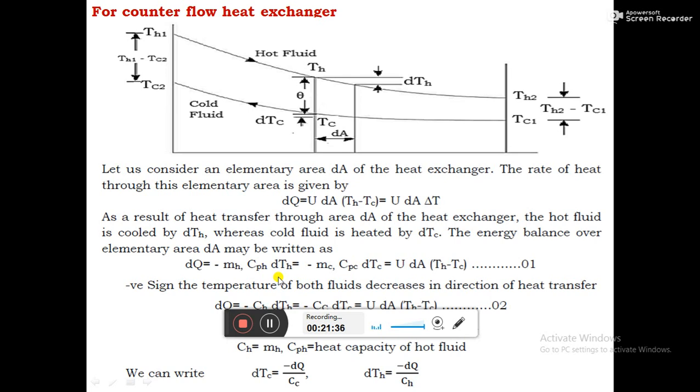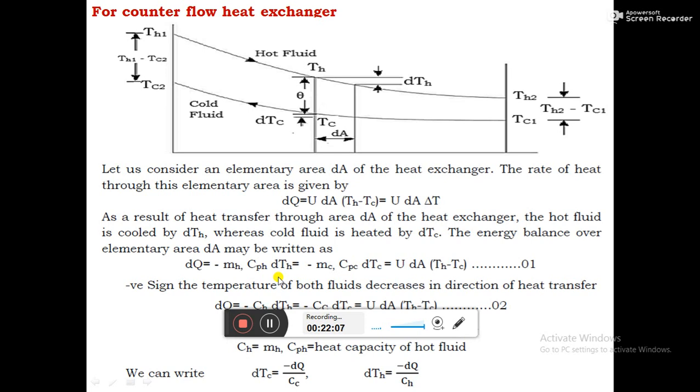In this case, the temperature difference at the inlet of the heat exchanger, at the left side, is Th1 minus Tc2. In the case of a parallel flow heat exchanger, it is Th1 minus Tc1. But here the theta 1 value is Th1 minus Tc2, and the theta 2 value at the outlet of the heat exchanger, at the right-hand side, is Th2 minus Tc1. Don't get confused.